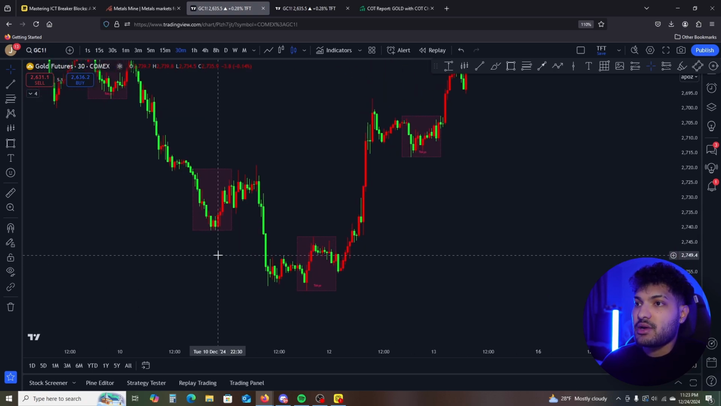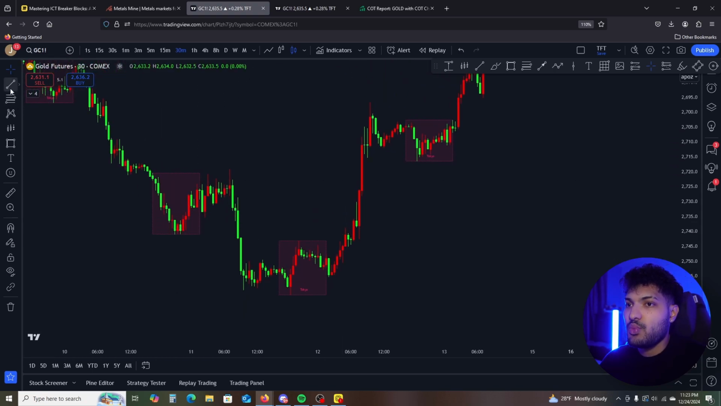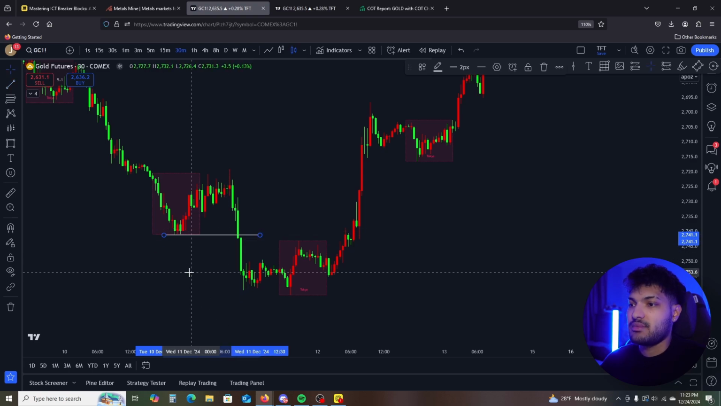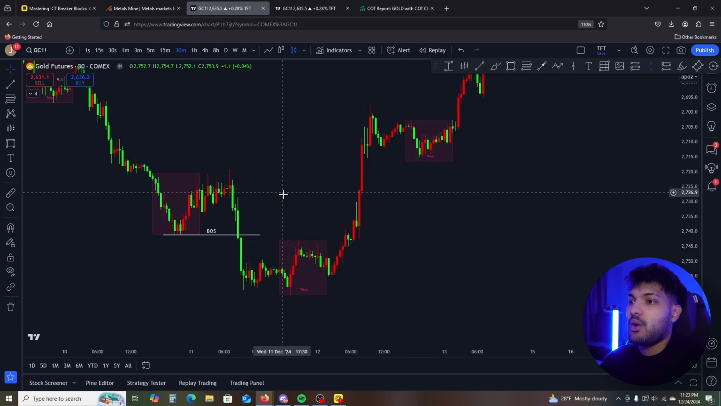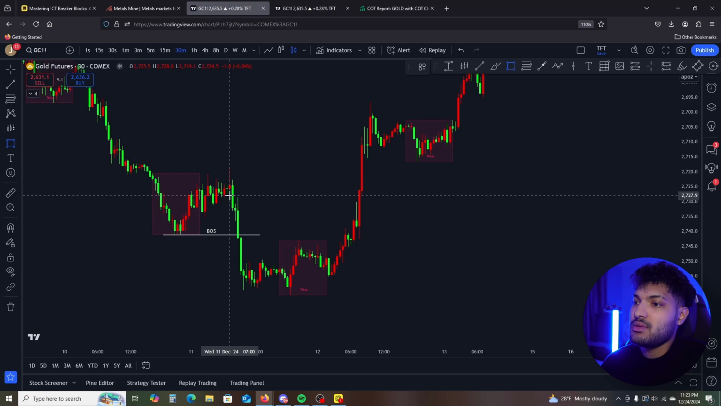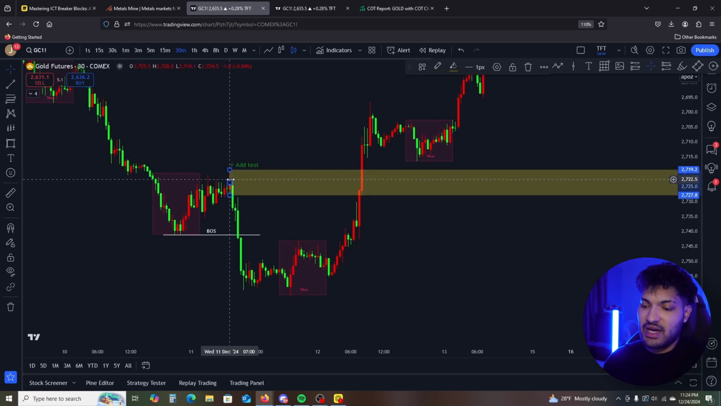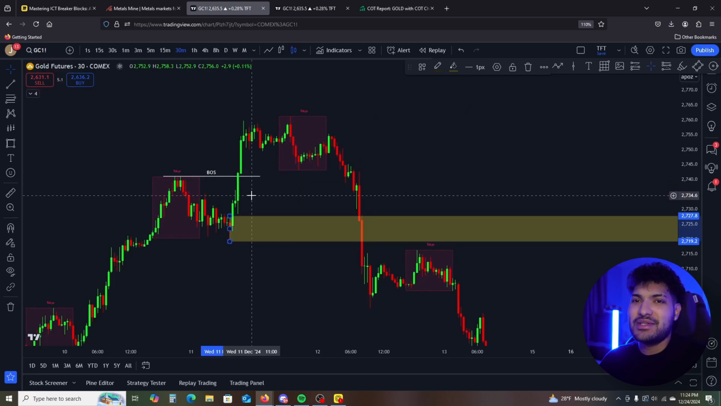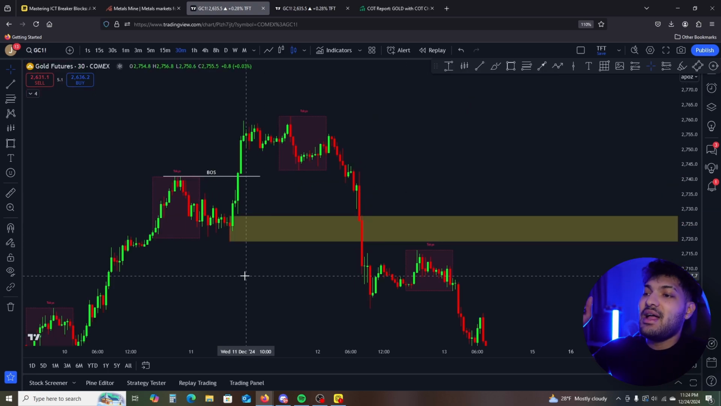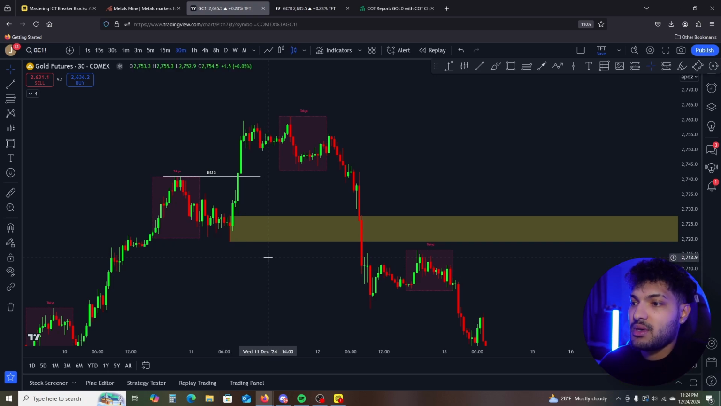As you can see right here, this is a great example. We see the price broke structure to the downside right here. Now, this last red candle before that green move down, because this is kind of inverted. Actually, I had that inverted, there's going to be an up move. This red candle before the green move up is going to be your order block.